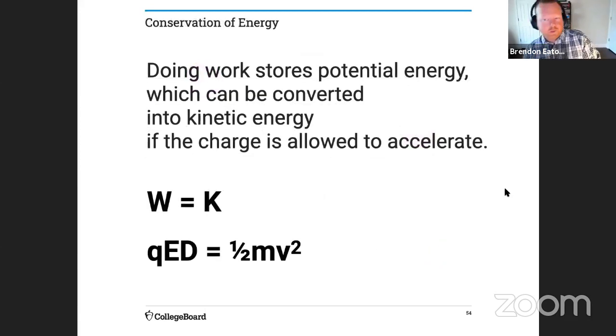So what does work do for you? You can use work to store potential energy, which can then be converted into kinetic energy. If the charge is allowed to accelerate, you're moving from potential energy into kinetic energy, because we're thinking about things that are at rest suddenly having, after a period of time, a certain velocity. So if work is equal to the change in kinetic energy, or the change in potential energy, which we'll talk more about later, we could say that QEd is equal to 1/2 mv squared. We might know the mass of the object, the charge, the electric field strength, and the distance over which the force is applied to the object to do work and change kinetic energy. Let's see how that moves into a practice problem on the next slide.